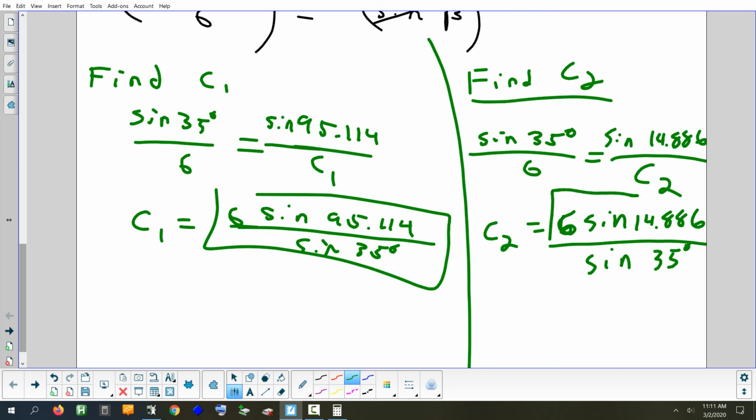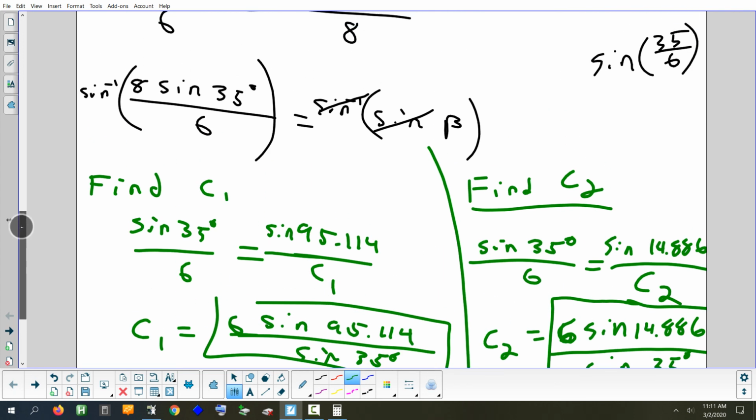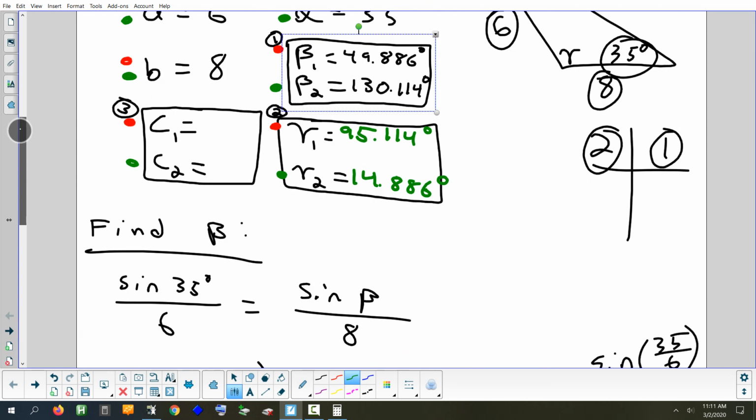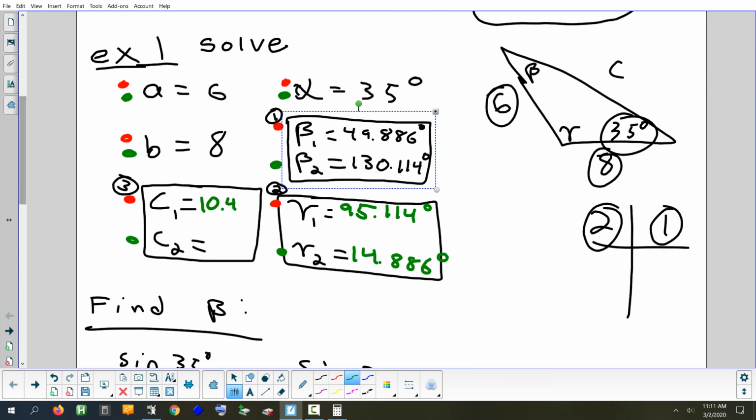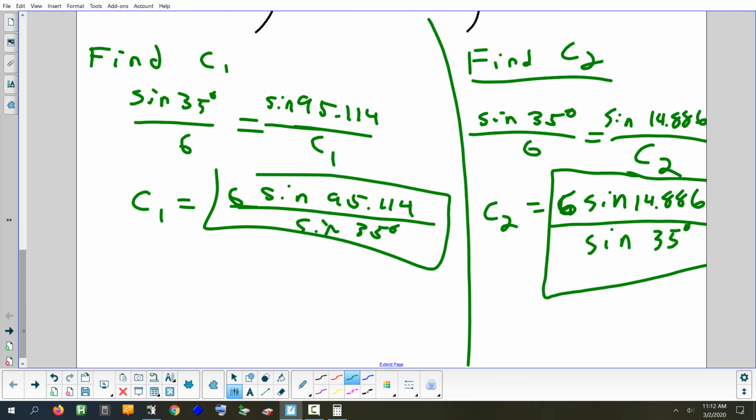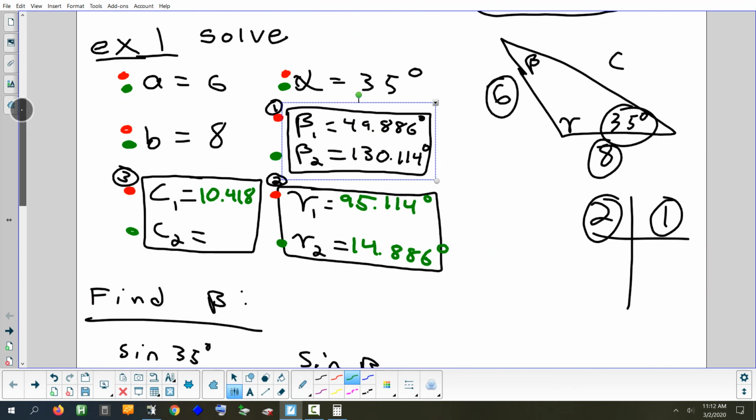Okay. Does anybody have what C1 comes out to? C1 is 10.418. Okay. Just to check if that's reasonable, I'm looking at A, B, and C. Out of those, C is the biggest side, so gamma 1 should be the biggest angle, and it is. And if you add any two sides together, they're bigger than the third, so looks good. And then how about C2? 2.687.